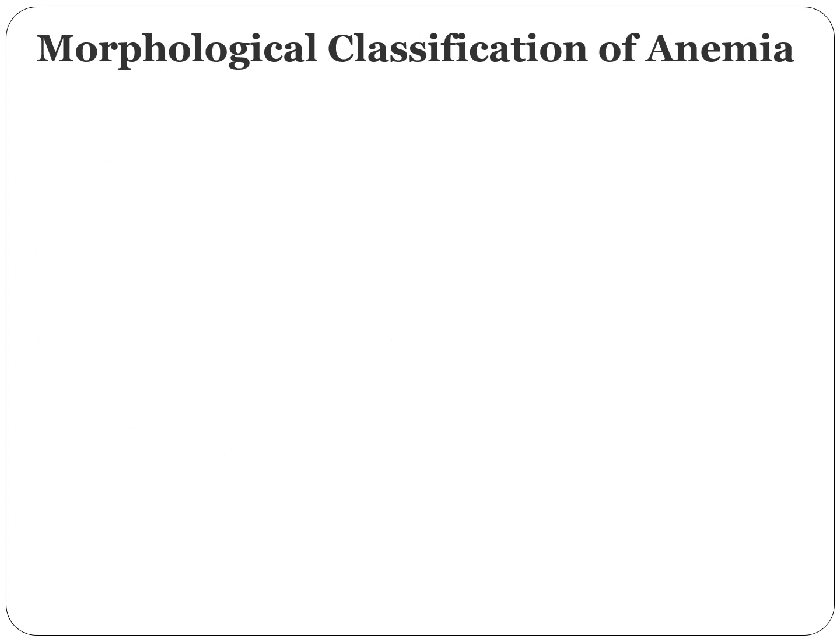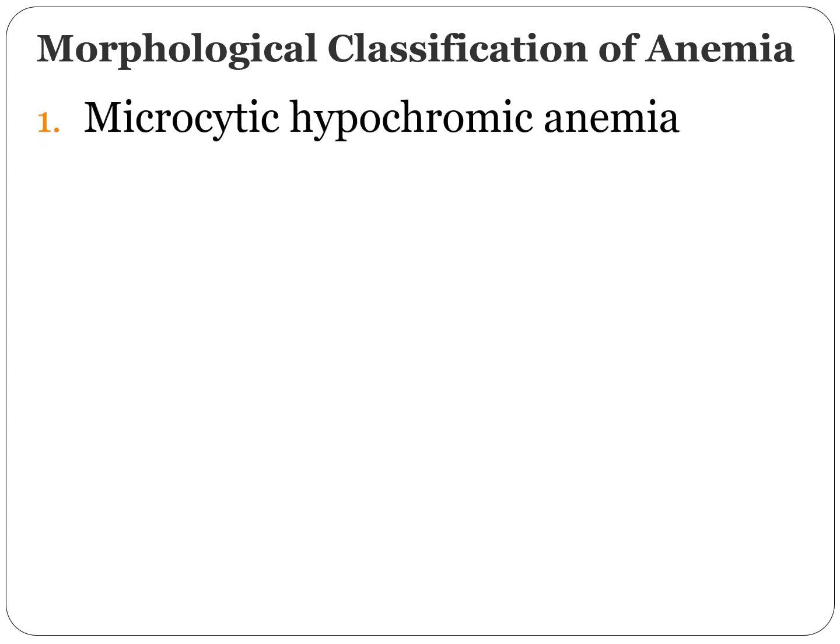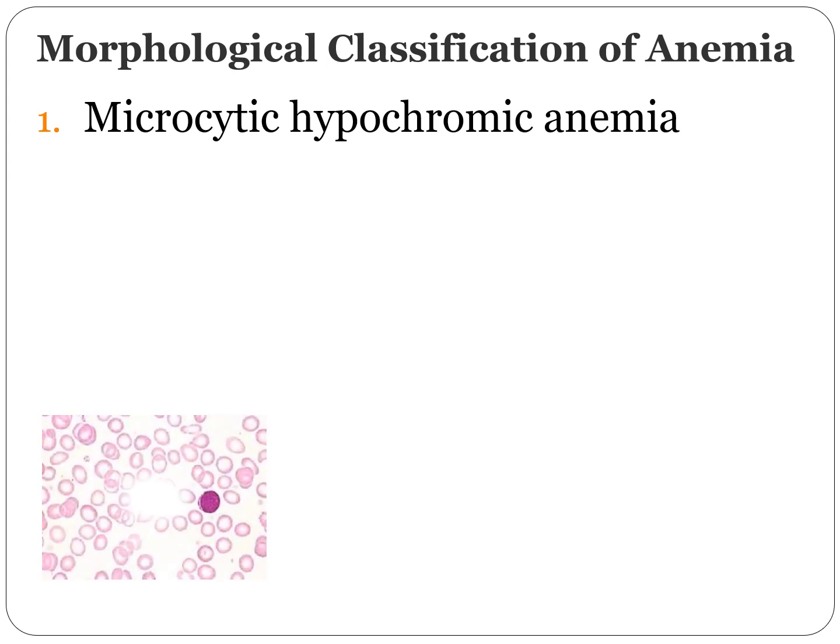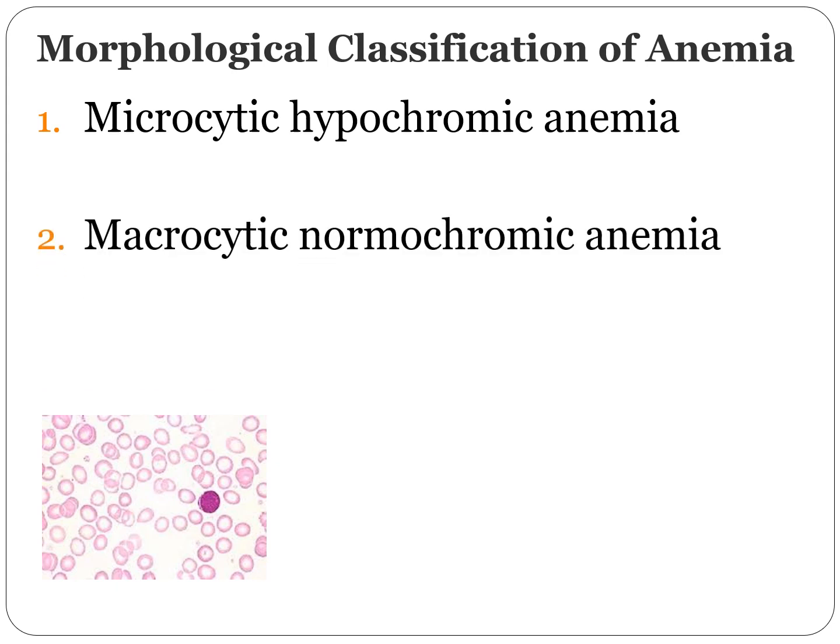Based on the morphological classification of anemia, we have three classifications. These are the microcytic hypochromic anemia. Microcytic means that the red blood cells are small compared to a normal size, and the concentration of the hemoglobin is decreased. Next would be the macrocytic normochromic anemia, wherein the red blood cells are large or big, greater than 8.